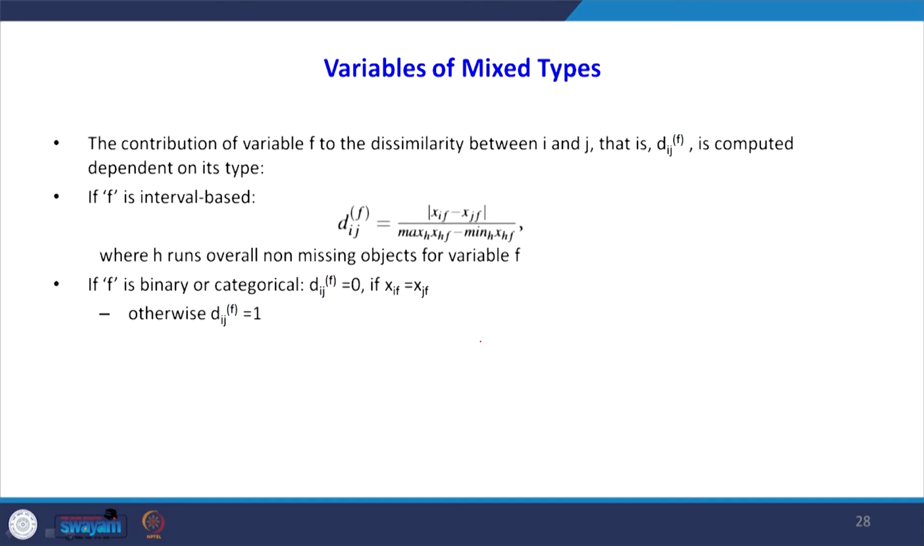The contribution of variable f to the dissimilarity between i and j, that is d_ij^(f), is computed depending on its type. If f is interval based, d_ij^(f) = modulus of x_if minus x_jf, divided by max_h x_hf minus min_h x_hf, where h runs over all non-missing objects for variable f. If f is binary or categorical, d_ij^(f) = 0 if x_if = x_jf, otherwise d_ij^(f) = 1.